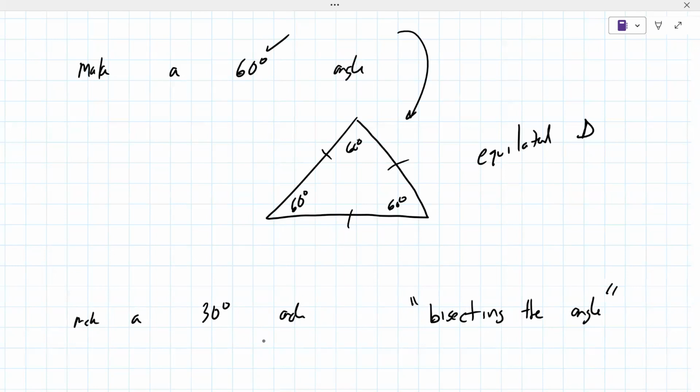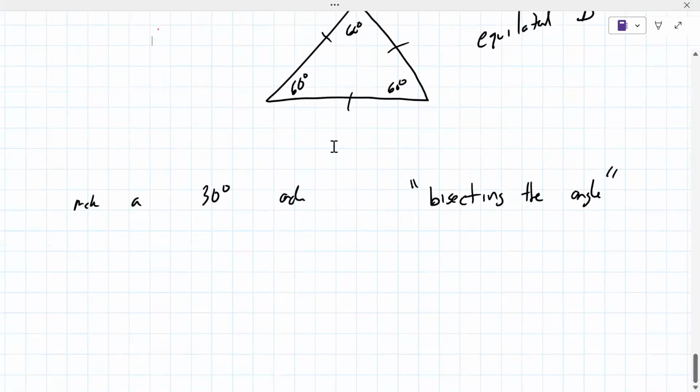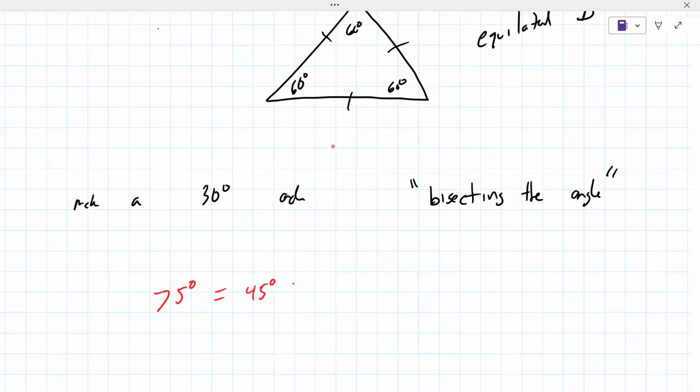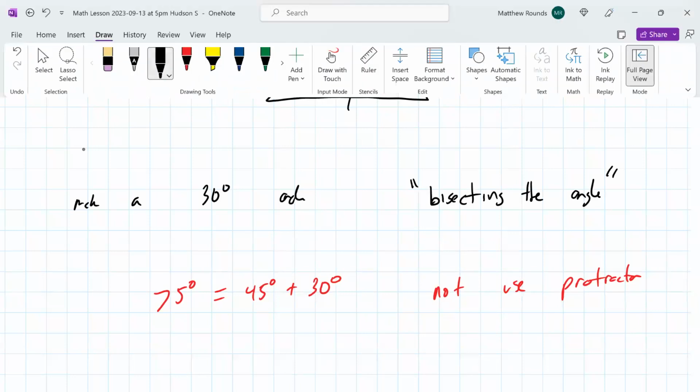Now, I haven't seen this in a long time, but I could imagine a question where they wanted you to make a 75-degree angle, which is a 45-degree plus a 30-degree, which means constructing some sort of equilateral triangle, then constructing a perpendicular bisector and bisecting that, and then copying those angles to make it. Like you're not supposed to use the protractor. And you might say, why? I don't know. That's just the course you're in.